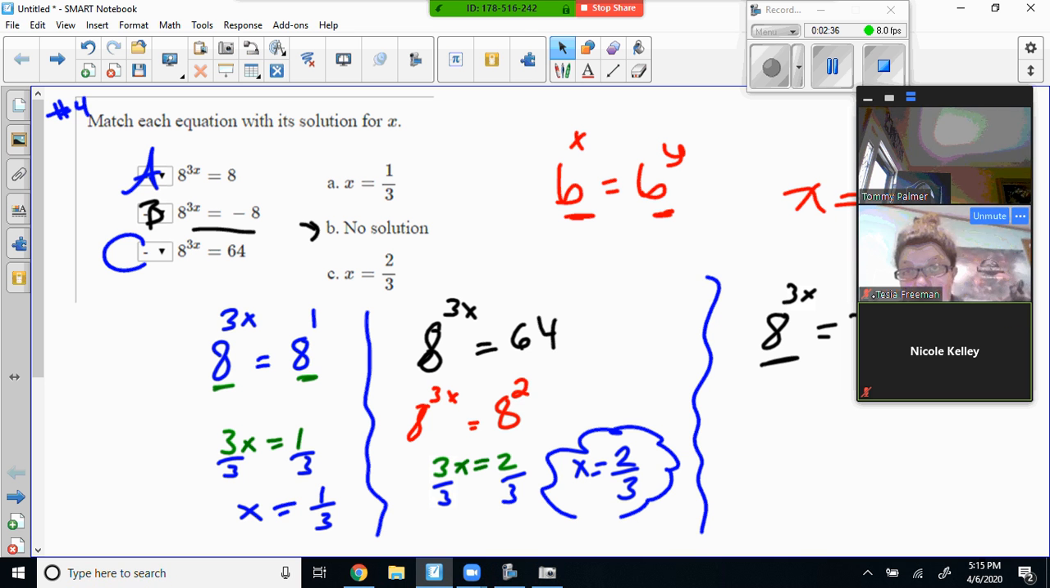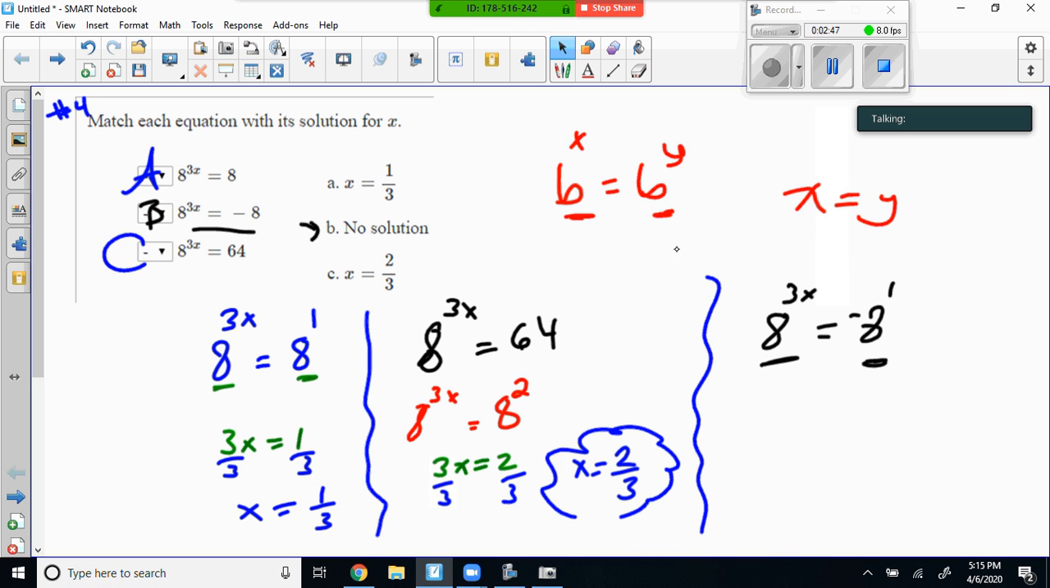So let's do this. Any questions off of that? No. Okay. Did the no solution one make sense? I mean, that's about as simple as I could put it. You said the base had to be the same, right? Right. And see, I could rewrite 64 as a power of 8 squared, right? Yeah.